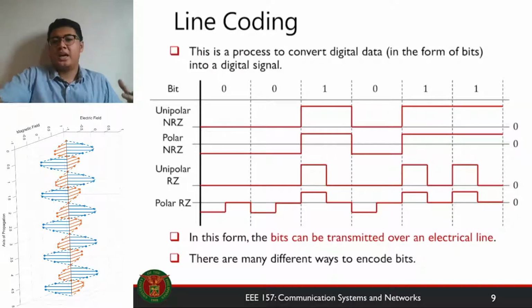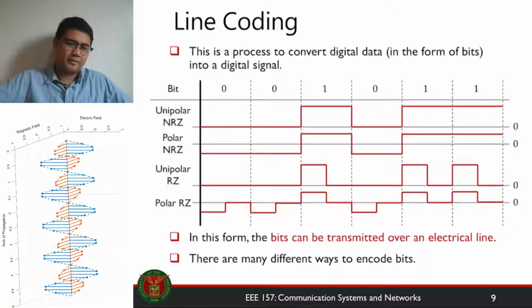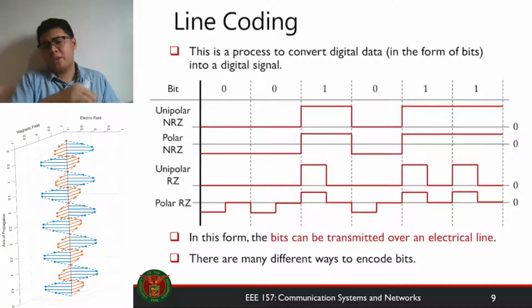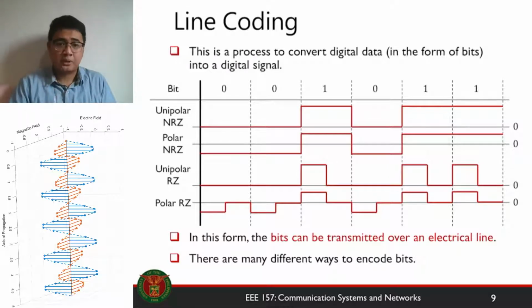For example, the most basic one, I've mentioned this in the previous part: if we represent bit 1 as a high voltage, we represent bit 0 as a low voltage or 0 voltage. The opposite can be true, of course. If we represent bit 0 as the high voltage and bit 1 as the low voltage, it doesn't matter. But the convention is we represent bit 1 as a high voltage and bit 0 as a low voltage. And there are other different ways to encode the bits over a digital signal, over a wired or a bandpass digital modulation technique.